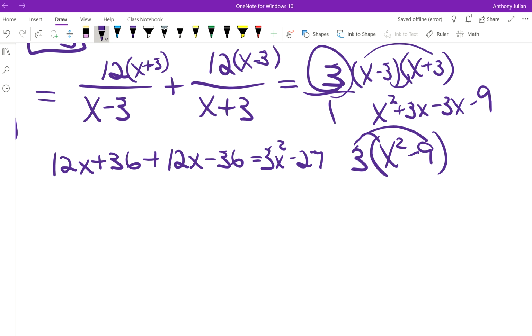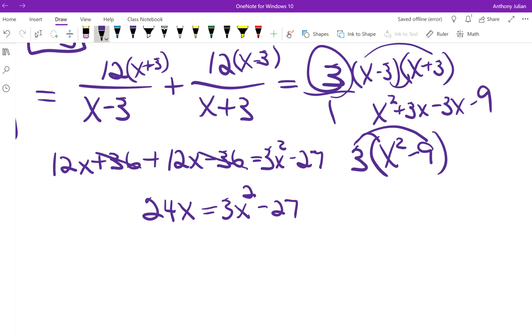So here's my problem. Quadratic equation, I got to get it equal to 0. So everything on the left side is going to come over to the right side because the 3x squared is positive already. All right, so let's see, what am I going to have here? 12x and 12x is 24x. 36 minus 36, well, these are just going away. And this is going to equal now 3x squared minus 27.